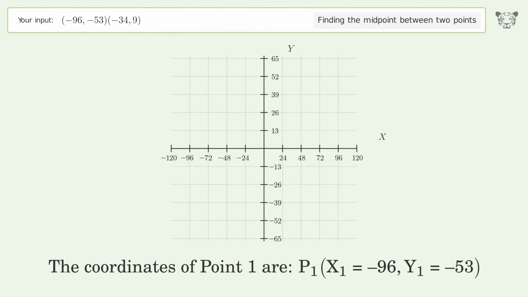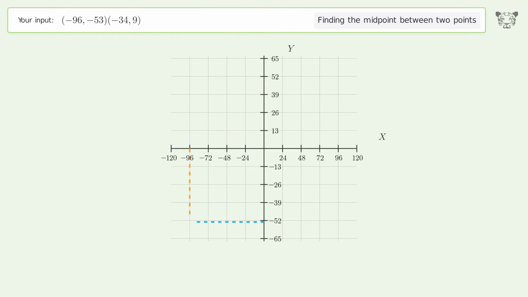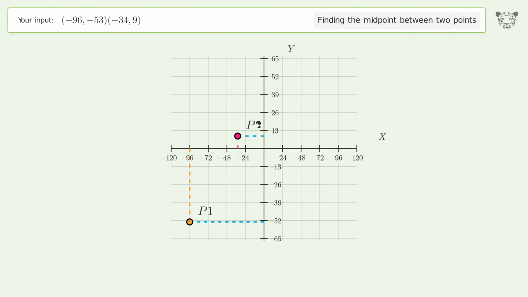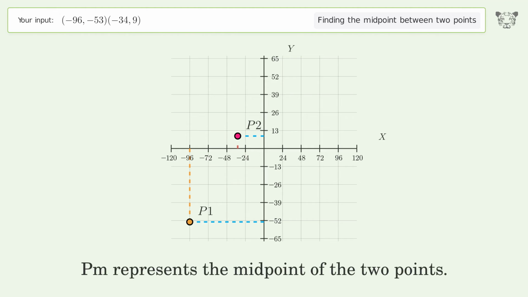The coordinates of point 1 are x1 equals -96, y1 equals -53. The coordinates of point 2 are x2 equals -34, y2 equals 9. PM represents the midpoint of the 2 points.